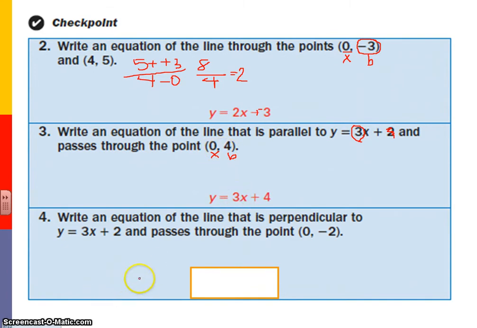Number 4. Write an equation of the line that is perpendicular to y equals 3x plus 2. Okay, I don't need this number again. This is how it's going to help me find the slope. I want the negative reciprocal because it's perpendicular. So let's flip the 3 and the invisible 1. And then it was a positive 3, so I'm going to now make it negative.